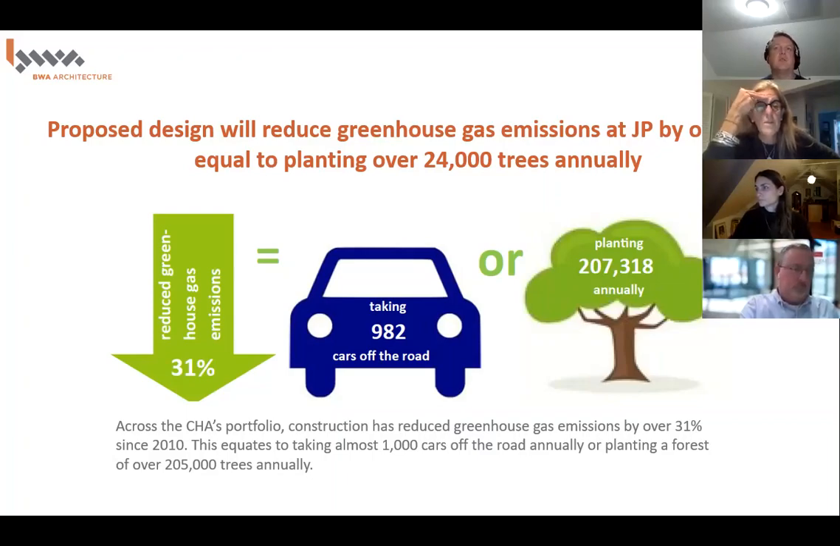And this emission reduction is equivalent to 214 acres of forest, or 24,500 trees. This is part of a long history of sustainable projects. Annual energy reductions measured at JP FED are estimated to be equal to the carbon sequestration of 45,000 trees.